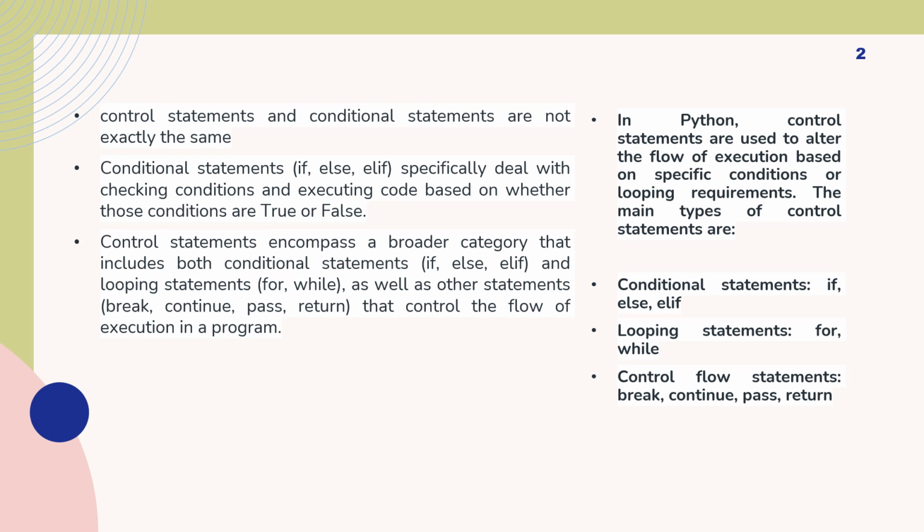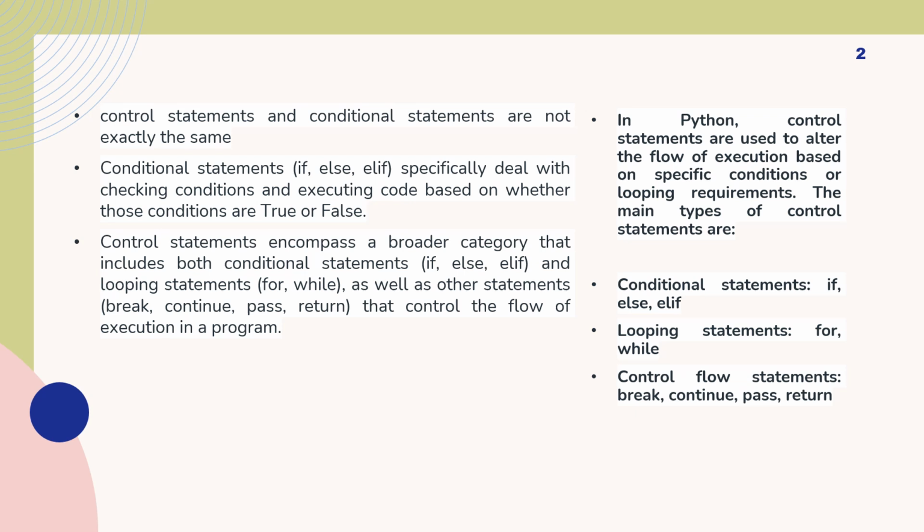So in Python we have the control statements which are used to alter the flow of execution based on some conditions. The control statements can be conditional statements, looping statements, or control flow statements. As you know, the control statement and the conditional statement are not the same.